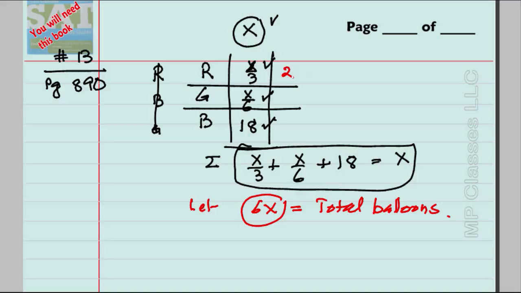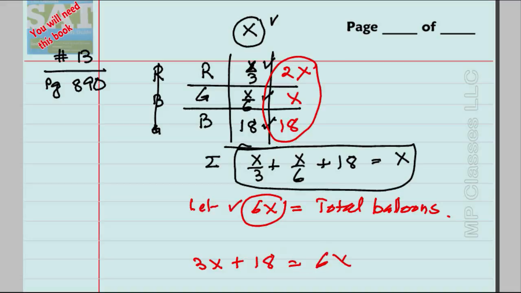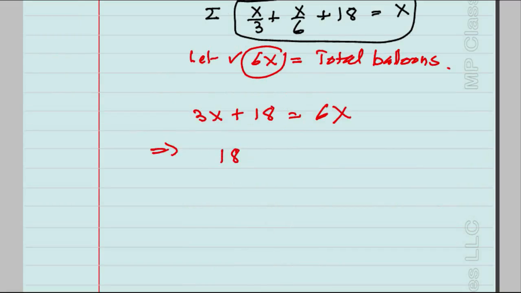So 1/3 means 2x is going to be red. Half of that is green, that means x. And 18 are going to be, as usual, your blue balloons. So now you have, when you add all these, 3x plus 18 is our total of 6x. This implies that 18 is 3x. This implies that x is 6.